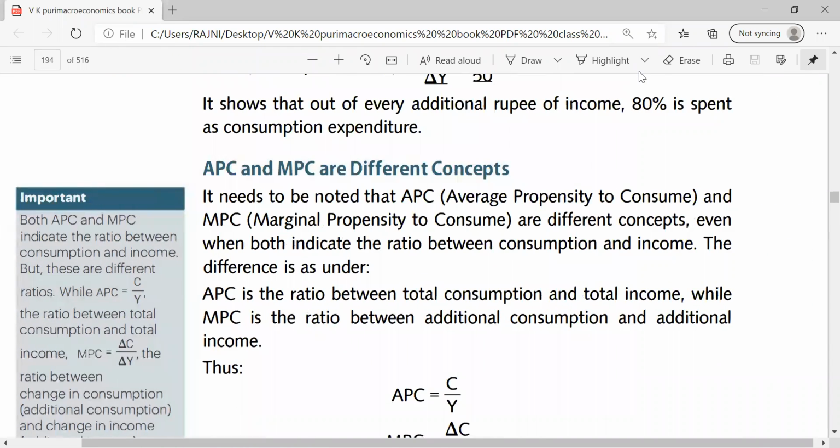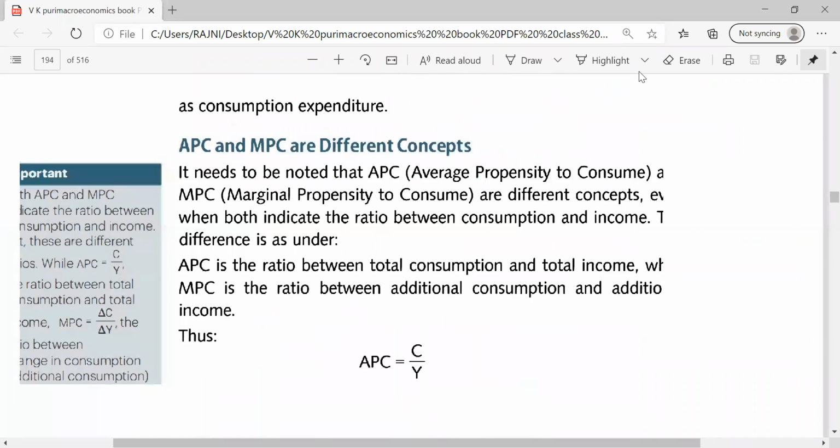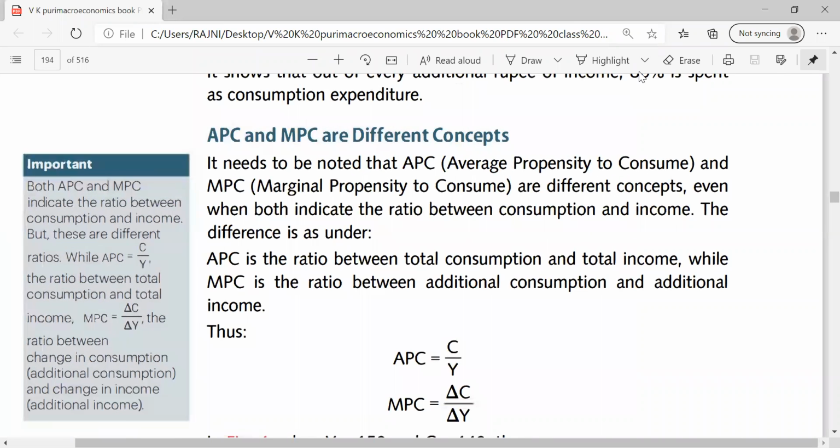After that, there is a topic that APC and MPC are different concepts. No doubt, जैसे कि हमने पहले स्टडी किया हुआ है, average cost, marginal cost, average product, marginal product, so many things we have studied, right? So average is mainly related to the unit directly, and marginal is mainly related to the change only, right? So there is a difference between both of these terms also.